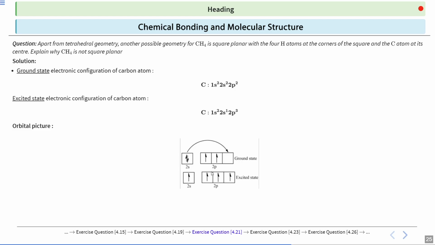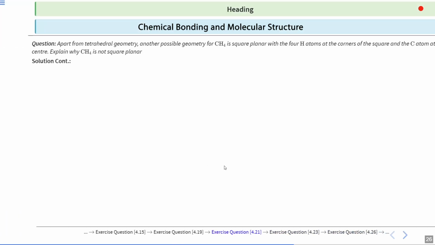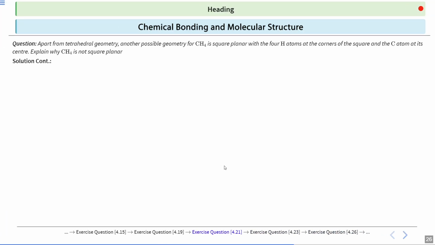Now, if this is the case, then your hydrogen atoms will overlap with the orbitals and share their one electron with the 2s and 2p only. So that will result in sp3 hybridization. Finally, we can write that carbon undergoes sp3 hybridization. As a result, it has a CH4 shape.